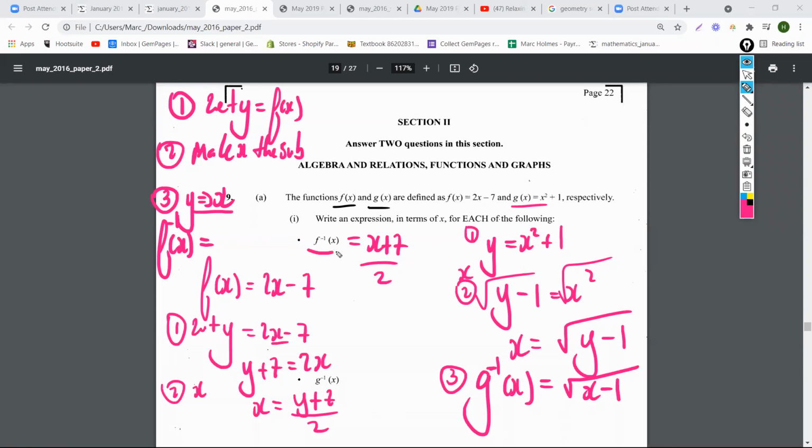So they asked us to find the inverse for f and the inverse for g. We did that. We followed the 3 steps. The first step is to let y equal f of x. The second step is to make x the subject. And then you change the y with an x, and then you let the inverse be equal to the answer. Cool. So we found 2 inverses, guys, for this question. Kind of simple, not too hard.